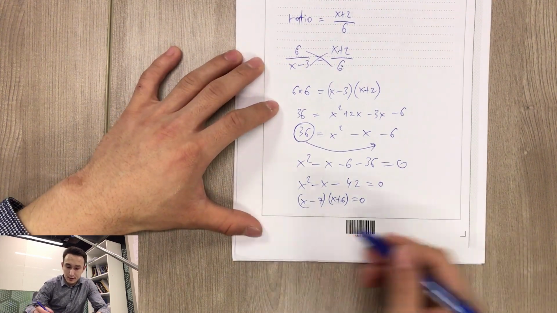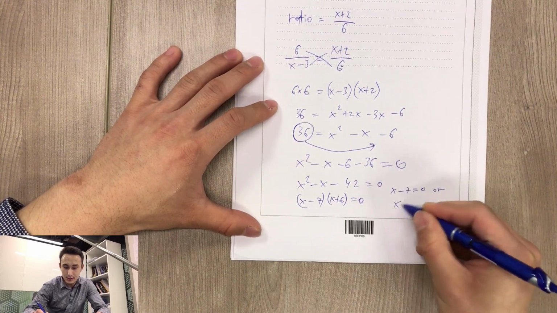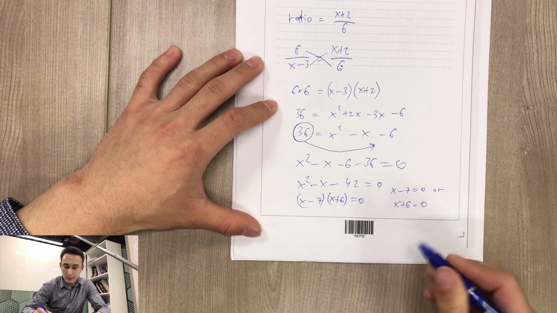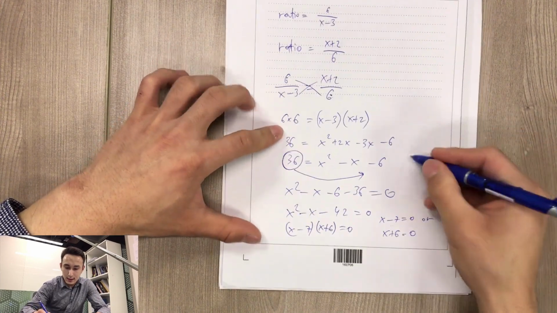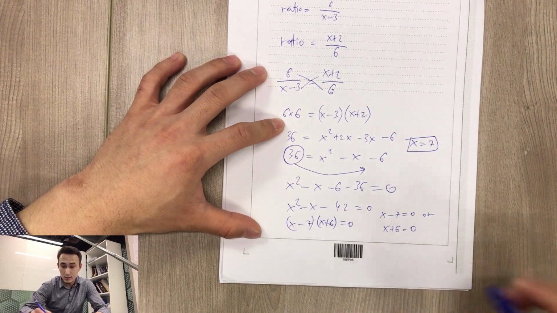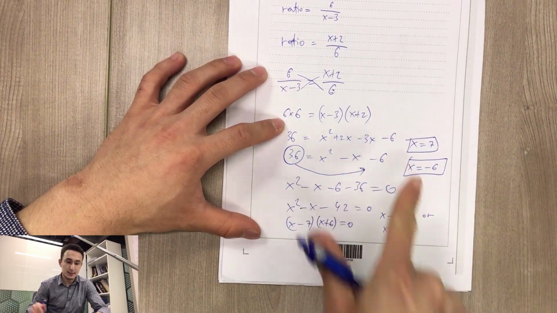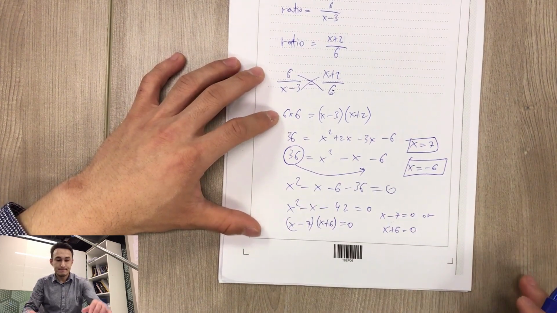So from here, the 2 solutions will be x minus 7 is equal to 0, 2 cases, or x plus 6 is equal to 0. So in the first case, what we got is x will be equal to 7. In the second case, when x plus 6 is equal to 0, what we'll have is x is equal to minus 6, okay? So 2 solutions, 7 and minus 6.